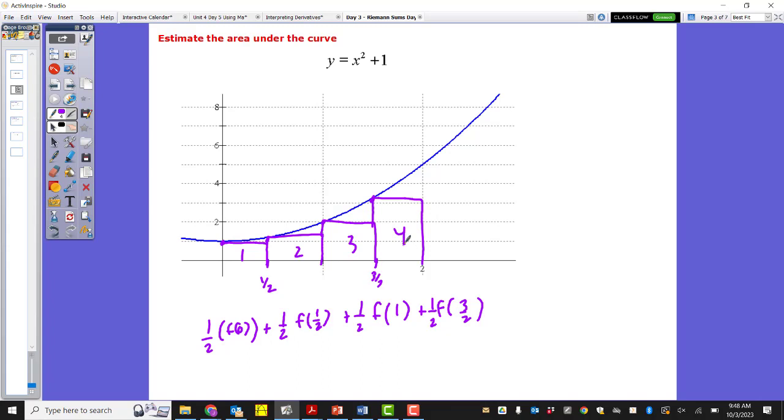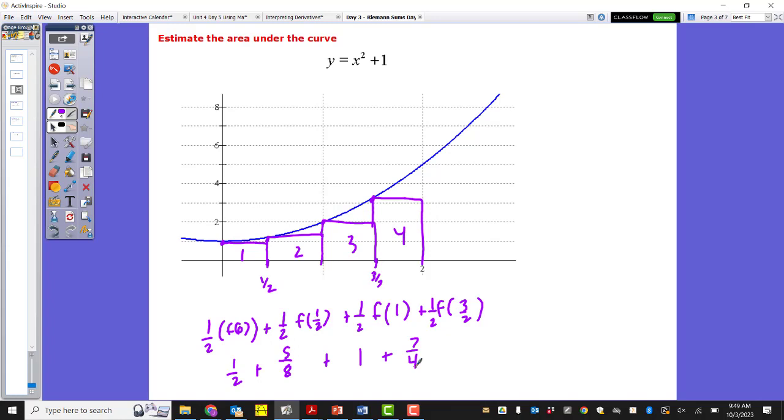So this is 1/2 times 1, which is 1/2. 1/2 times 1/4 plus 1, so 5/4, so 5/8. 1/2 times f of 1, so that's 2, so 1. And then 1/2 times f of 3/2, so 9/4 plus 1, so 13/4, which gives 13/8. And so we would simplify this together, and this would give us our left-handed Riemann sum.